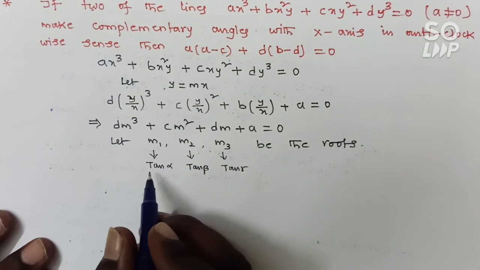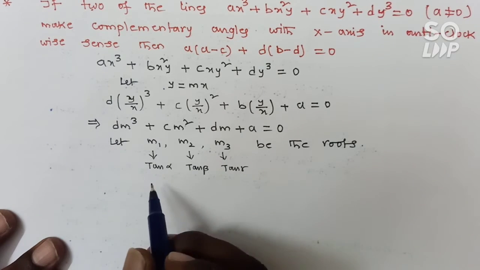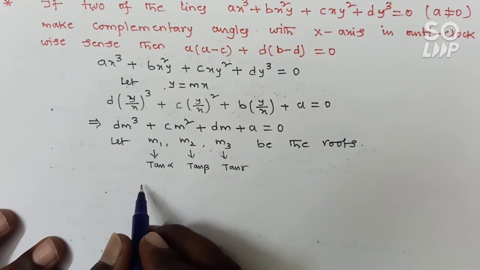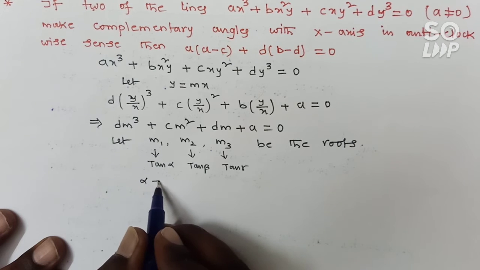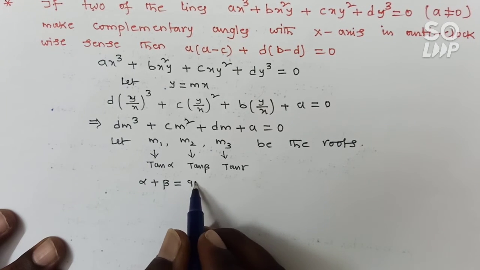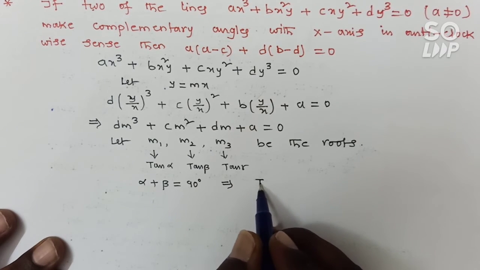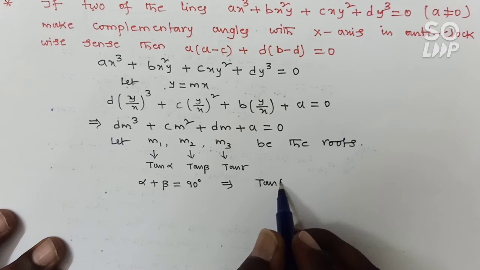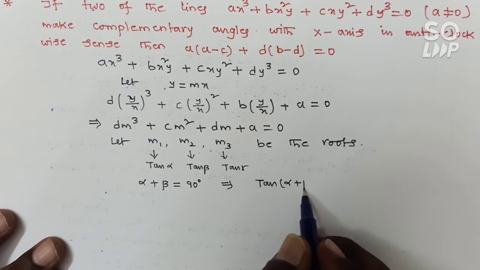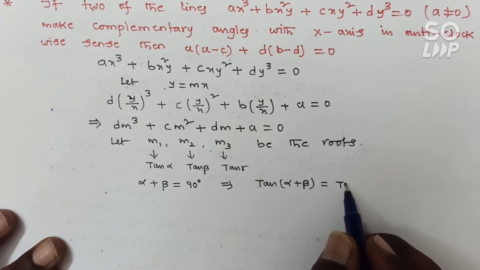Right? So now the two angles are complementary, which means let alpha plus beta is equal to 90 degrees. Now taking tan on both sides, tan of (alpha plus beta) is equal to tan 90.